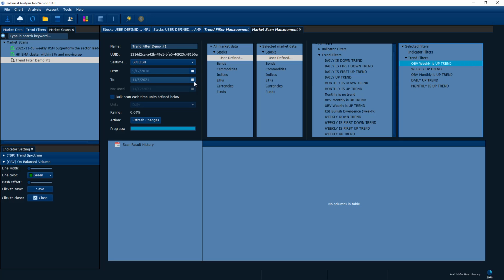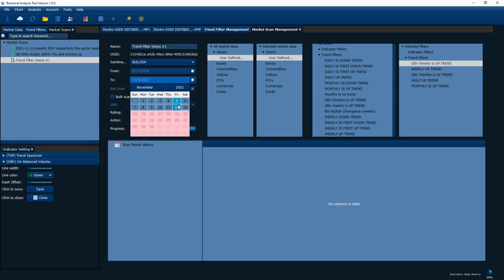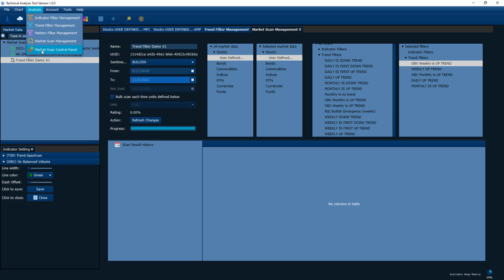Then I'll specify the scanning period. At the time I'm recording this tutorial it is the 13th of November, a Saturday. Actually, I want to select the 5th of November, a week ago. If you want the latest, obviously you want to pick the last Friday, which is yesterday. But for demo purposes, I pick that one. That's okay. Once you select that, you have to go into the market scan control panel.